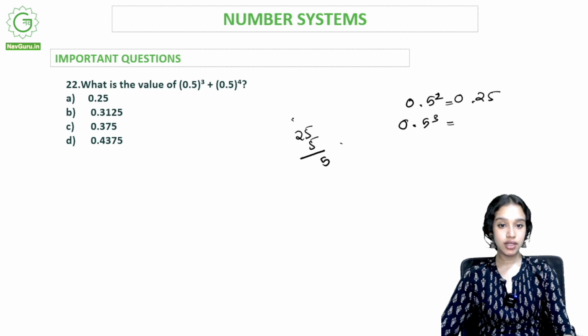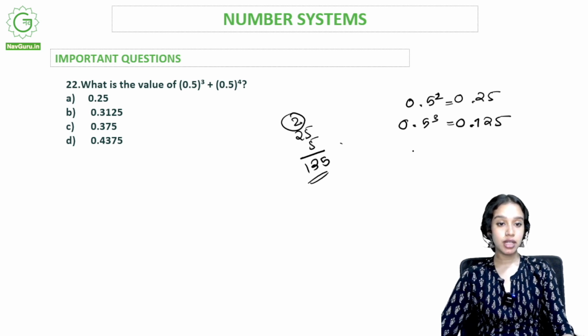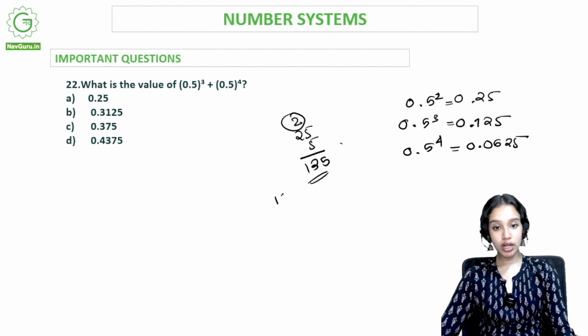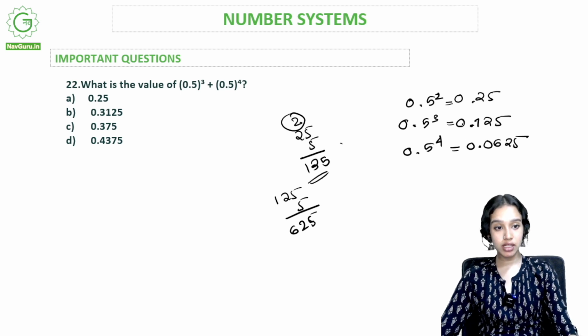Now we have 0.5 cube, which is 25 into 5. So 5 5s are 25, 5 2s are 10 and 12. It's 125. So we have 125 and we have 3 decimal places here. We put the 3 decimal places and we then move on. 0.5 whole raised to 4 is 0.0625. How do we know that? It's 125 into 5 is 625, and we need to put 4 decimal places in order to balance this.